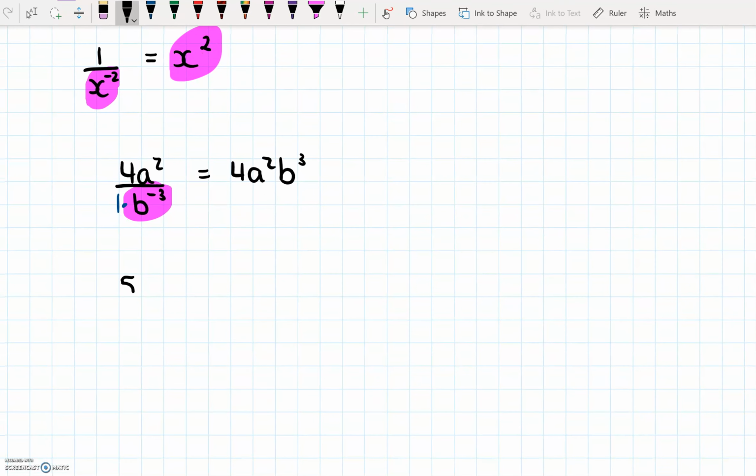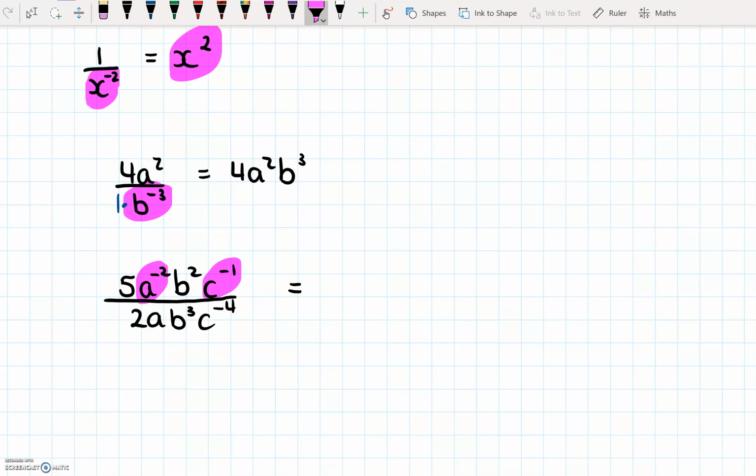Now it gets a little more complicated sometimes if we have more things going on. So let's say we have 5, a to the power of minus 2, b squared, c to the power of minus 1, divided by 2, a, b cubed, c to the power of minus 4. Now what happens here is we have a few things that are going to move. So what I want you to do is start by identifying what's negative. So we know that on the top we have this one is negative and this one is negative. So they're going to move to the bottom and the rest is going to stay.